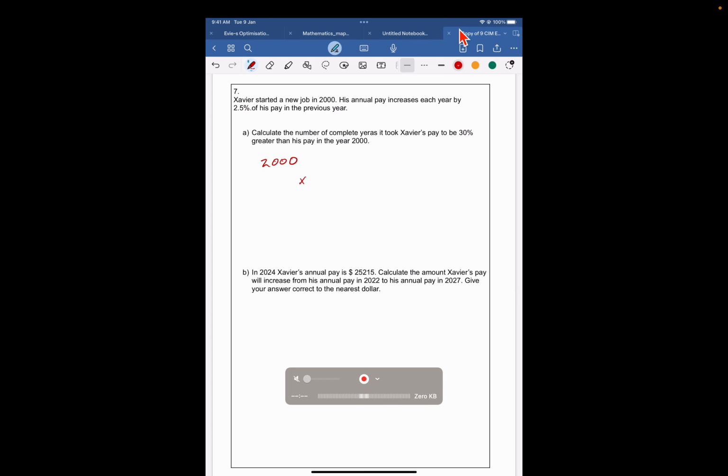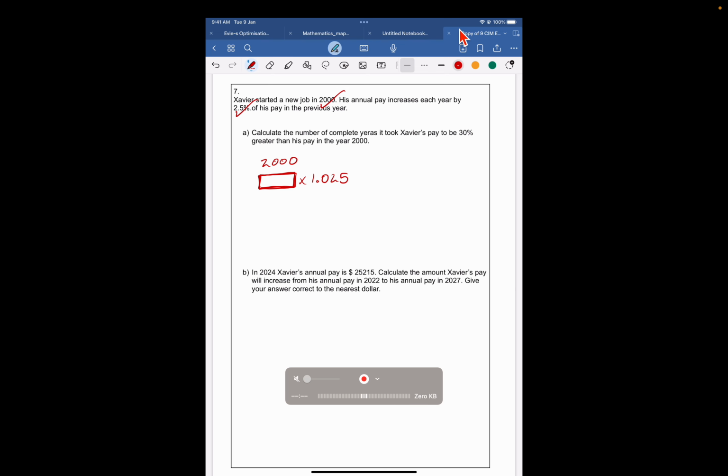So I'm already thinking times 1.025, right? Compound interest to increase by 2.5% is to find 102.5%. So I've gone straight for it. The other thing missing is actually what salary Xavier actually had in the year 2000. But let's just put a little box there for now, and let's worry about that later. Okay, great. So we've got the year 2000, we've got 2.5% sorted out from the question.